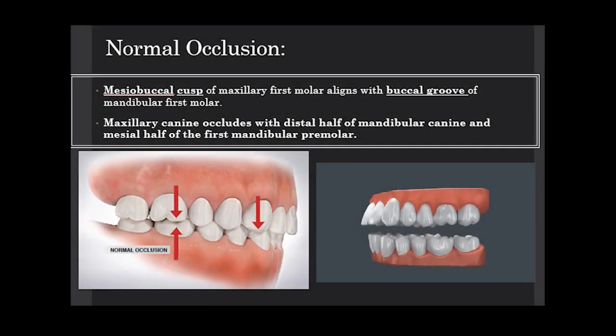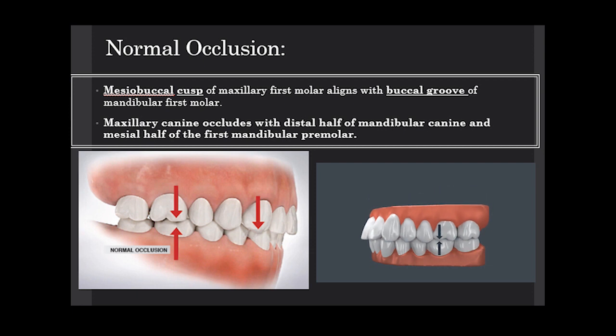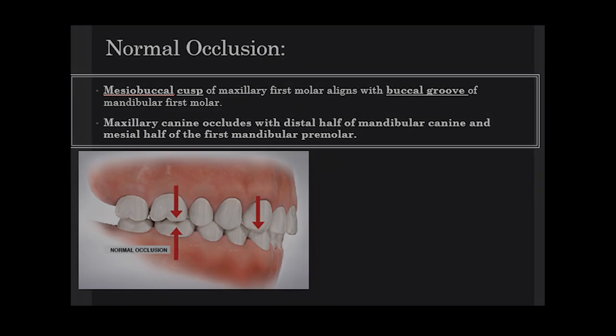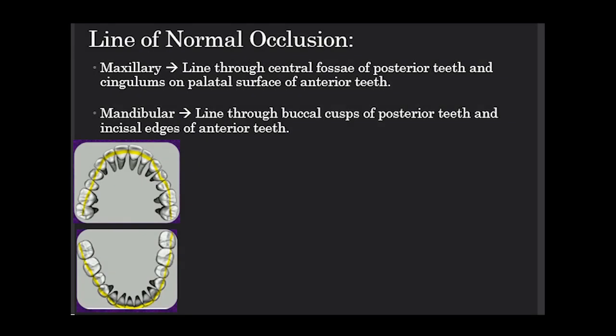According to Engel, normal occlusion is when the mesiobuccal cusp of the maxillary first molar aligns with the buccal groove of the mandibular first molar, and when the maxillary canine occludes with the distal half of the mandibular canine and the mesial half of the first premolar. These points of contact follow and form part of what is known as the line of occlusion.